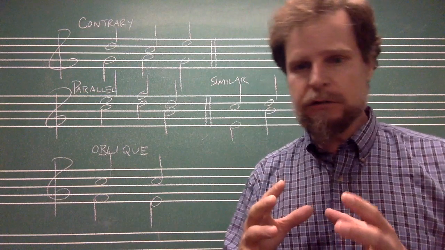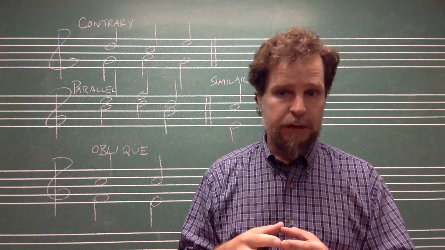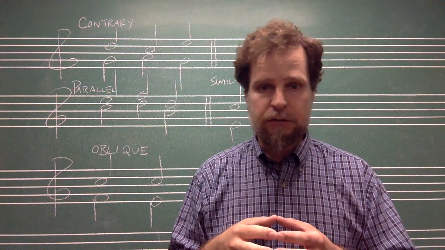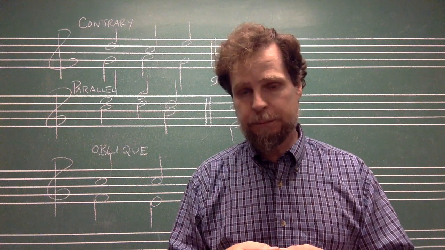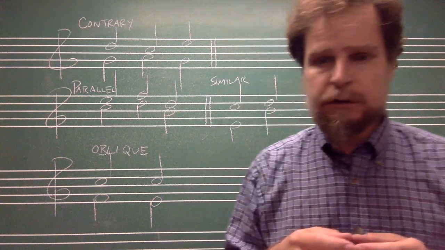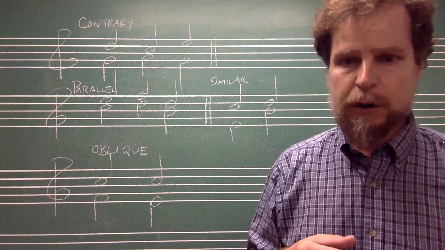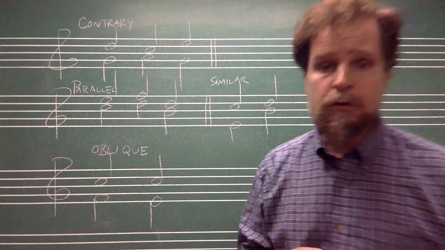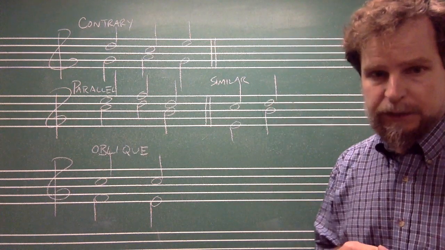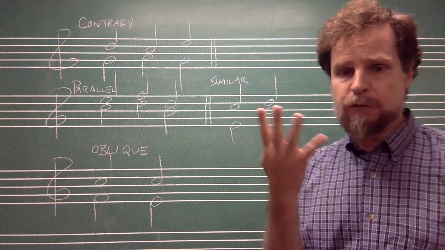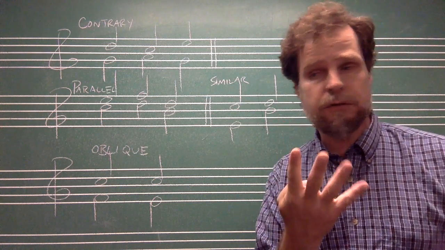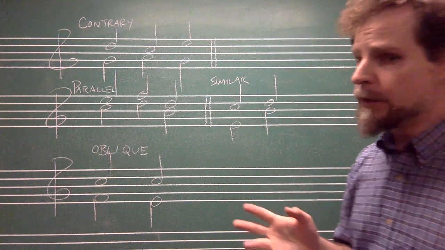Now let's take our parts and reduce them down to 2 to talk about the different kinds of relative motion. Relative motion is the way that the 2 parts, or any parts, move against each other. And I'm going to define for you 4 types of relative motion. And I've put some examples up on the board.